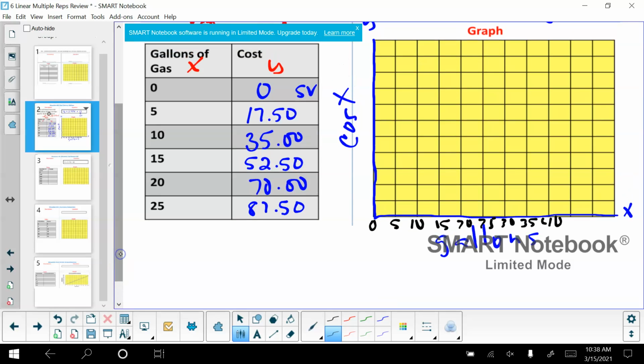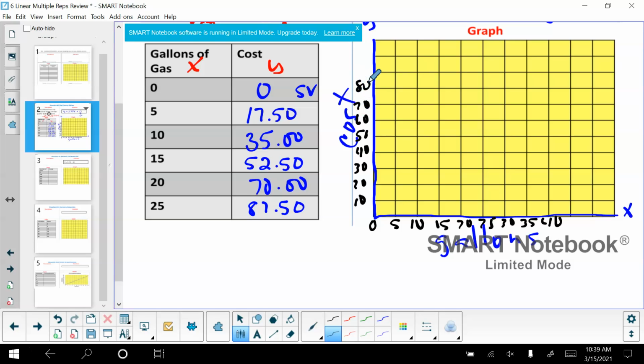Now my y-axis, if you look at it, actually went up by 17.50 every time because that's what it was increasing by. And I could do that as well, or I could make it go up by 5, 10, 15, 20. I wouldn't get all the numbers in, or I could make it go up 10, 20, 30, 40, 50 if I wanted to. Normally we don't see it going up by exactly like a 17.50, so I'm just going to make mine go up by tens. That way I can get close to that 87.50 there. So I'm going to do 10, 20, 30, 40, 50, 60, 70, 80.